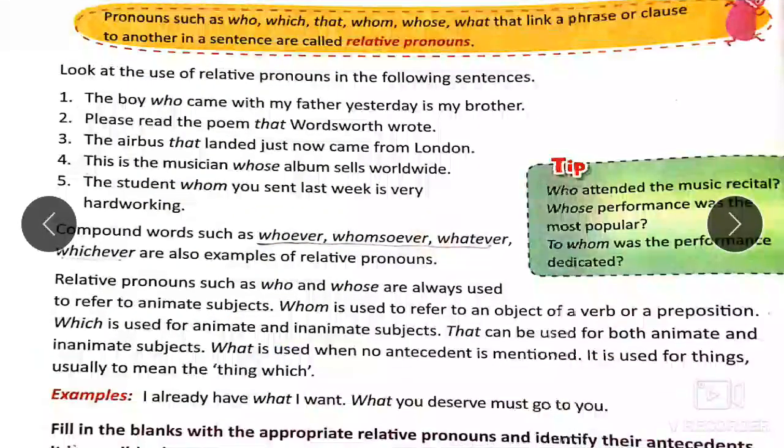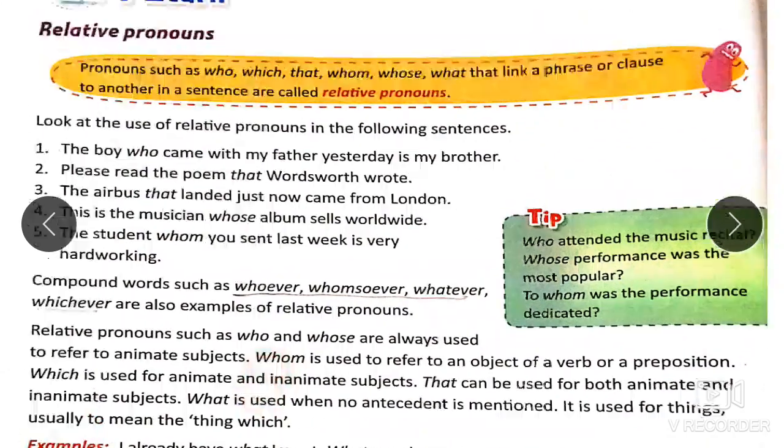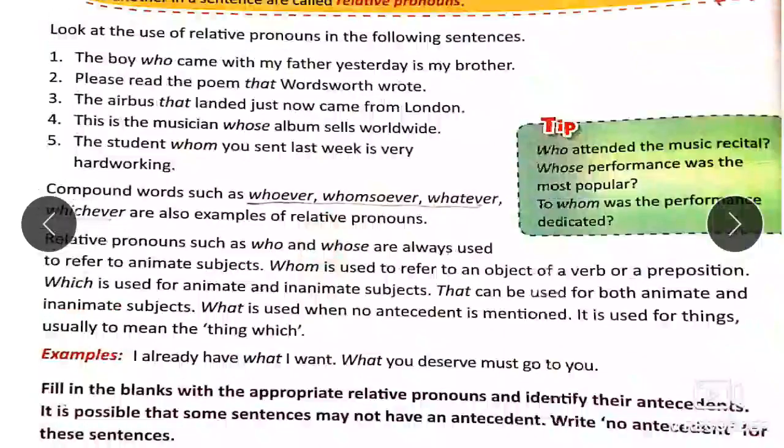What is used when there is no antecedent mentioned. It is used for things, usually to mean the thing which. So what does not require any antecedent before it to be used in a sentence. It is usually used to mean the thing which we are talking about. Example, I already have what I want. In this example, what here refers to the particular thing that I am talking about, things which I want. Okay, I'm sure this is clear to you.